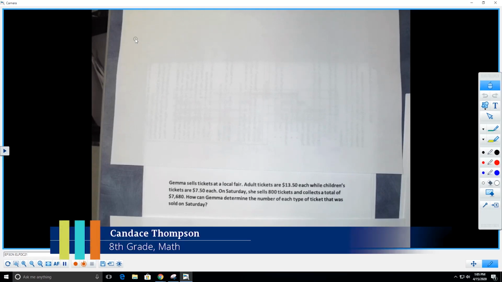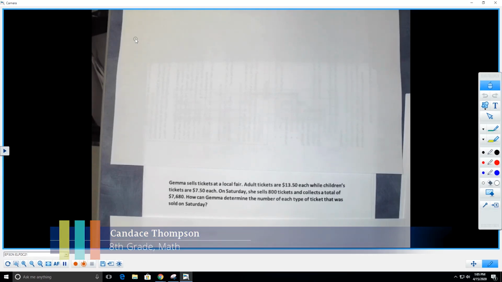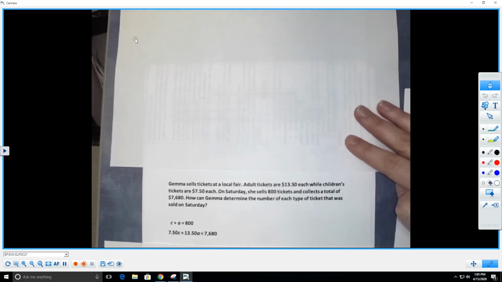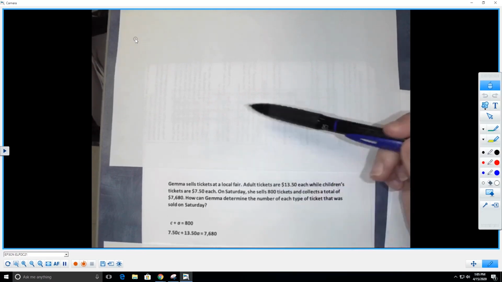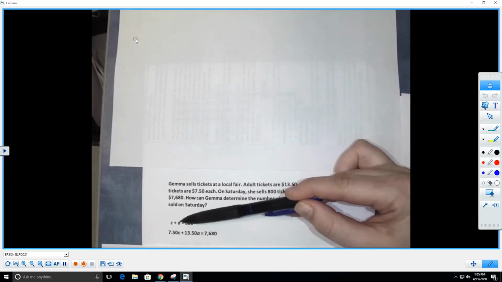Now that we've heard the problem, get out your paper and pencil and let's write a system of linear equations to represent the situation. We know that the number of children's tickets plus the number of adult tickets equals the total tickets. If C equals the number of children's tickets and A equals the number of adult tickets, then our system of equations would look like this. So children's tickets plus adult tickets, the total when added together, there were 800 tickets sold. That's where we come up with that first equation.